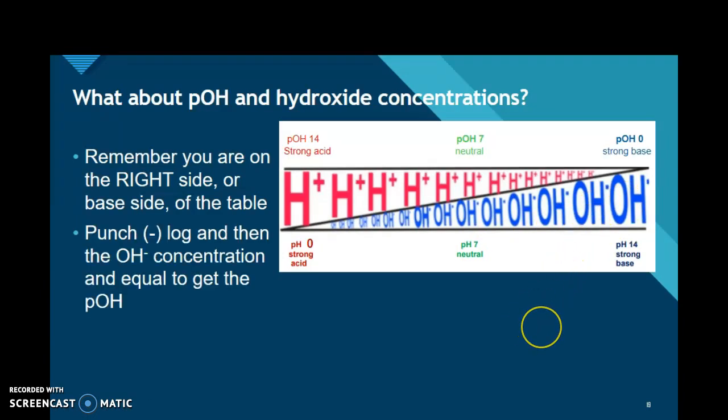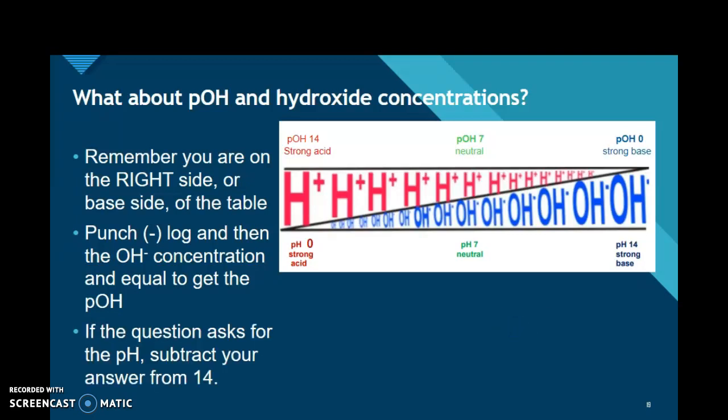So you're going to punch the negative log, you're going to punch in the hydroxide concentration, and equal, and that'll give you your pOH. If the question asks for the pH rather than the pOH, you remember that the pH plus the pOH added together is always 14. So to find the pH from the pOH, you subtract your answer from 14.